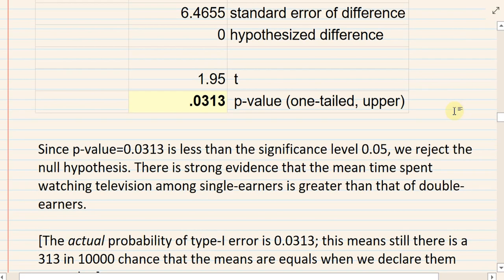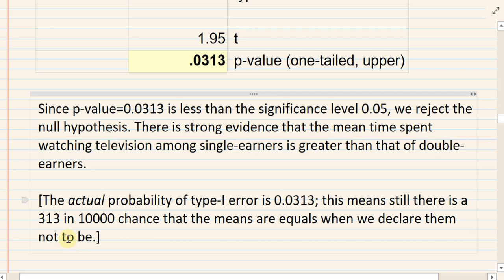Now, just want to make a note here that this 0.0313, the p-value, is the actual observed significance level. This is not the stated one. The 0.05 is what the problem stated. The 0.0313 is what the data suggests. So this is the actual probability of a type 1 error, because that's what alpha was. Remember, alpha was the probability of a type 1 error. So this is the actual probability of a type 1 error.